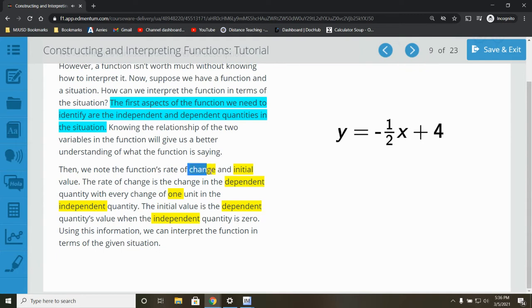The rate of change is the change in the dependent quantity with every change of 1 unit in the independent quantity. The initial value is the dependent quantity's value when the independent quantity is 0. Using this information, we can interpret the function in terms of the given situation.